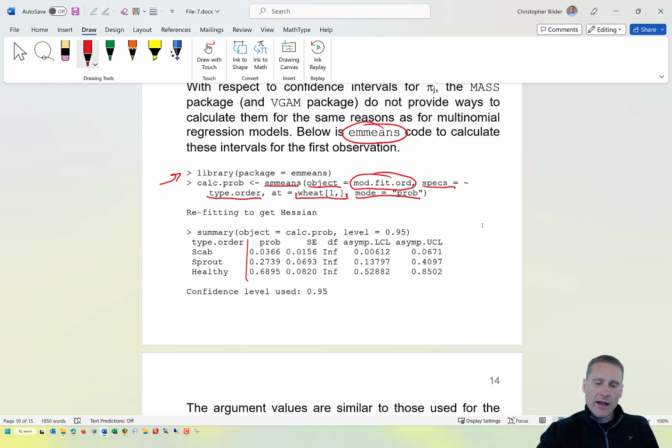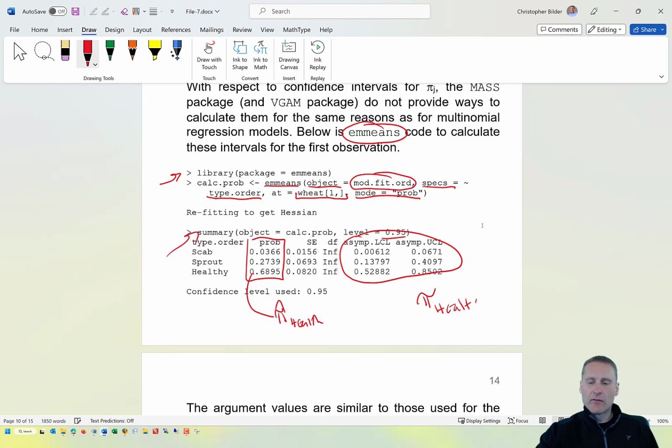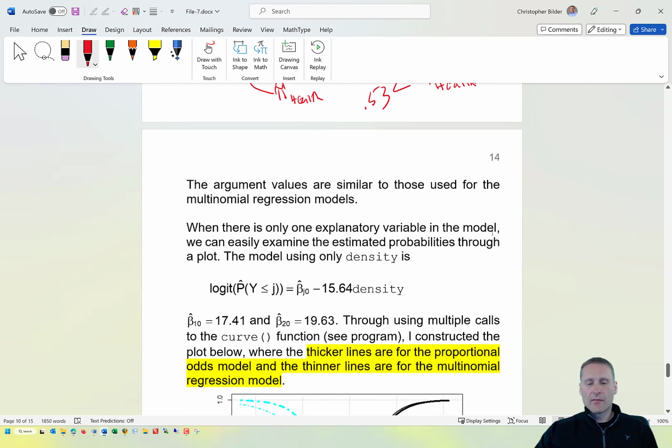So what we have here in the output when I use the summary function, 95% intervals, is the same pi hats that we saw before. So here's pi hat sub healthy, and now here are the corresponding confidence intervals. So pi sub healthy is somewhere between approximately 0.53 and 0.85.